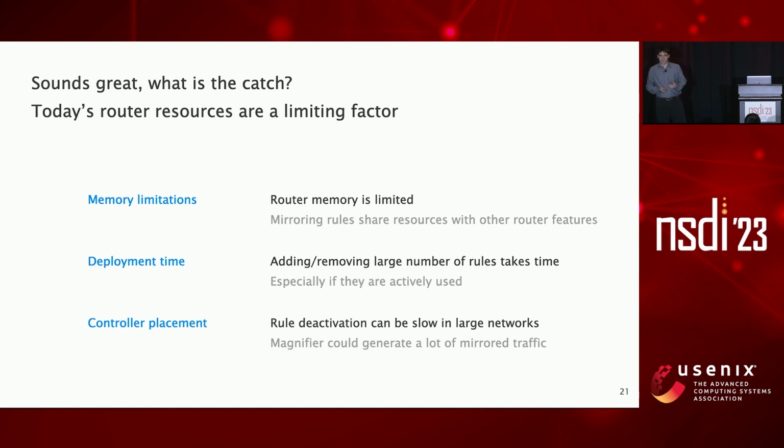However, there is a catch, and adding so many mirroring rules on devices actually is a limiting factor, because today's devices have limited resources, and depending on how we do that, we need to be careful that we don't use resources such as memory that is used by other router features, for example, for access control lists. So that is one challenge, and also adding and removing mirroring rules at scale can be very slow, so that is also a difficulty. Finally, if we only have one controller in a global network, it actually might take us quite some time from the first time we get some mirror traffic due to a wrong inference until we can perhaps deactivate the mirroring rule and then terminate the traffic generation.